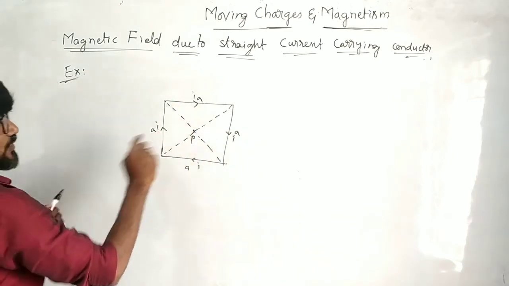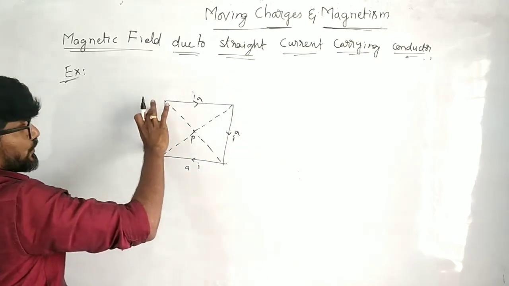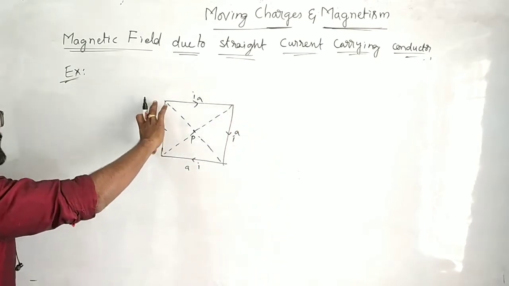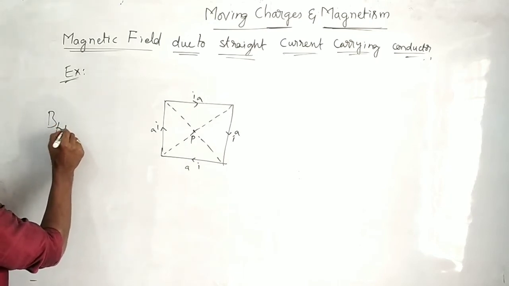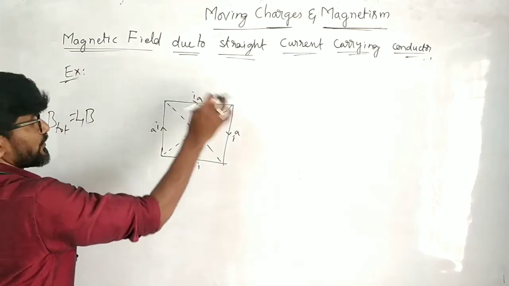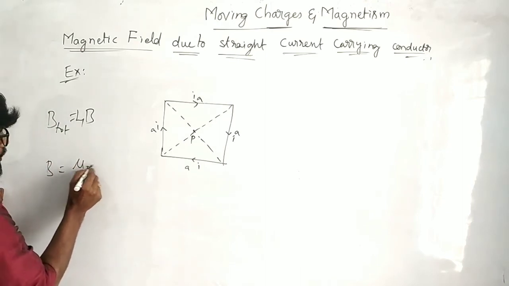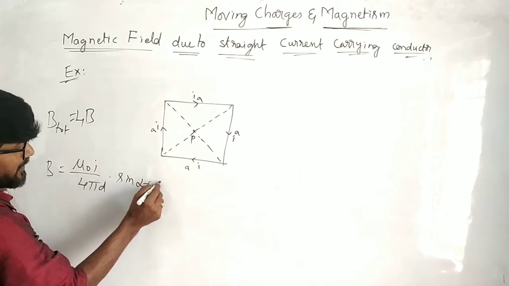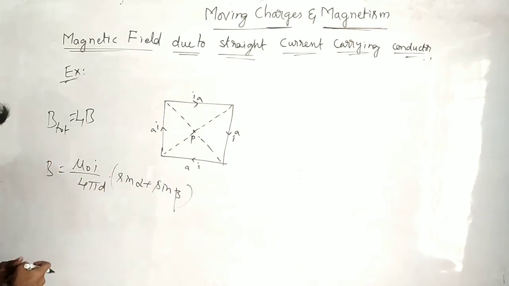That means the total field due to this entire loop is the sum of the fields due to these 4 conductors. So if you find the field due to this conductor, then 4 times that will give you the total field. So you can say the total field B total is equal to 4B1, for conductors 1, 2, 3, 4. So what is B? B is equal to mu naught I by 4 pi D into sine alpha plus sine beta. So what are alpha, beta and D? If you understand, then all things will be clear.